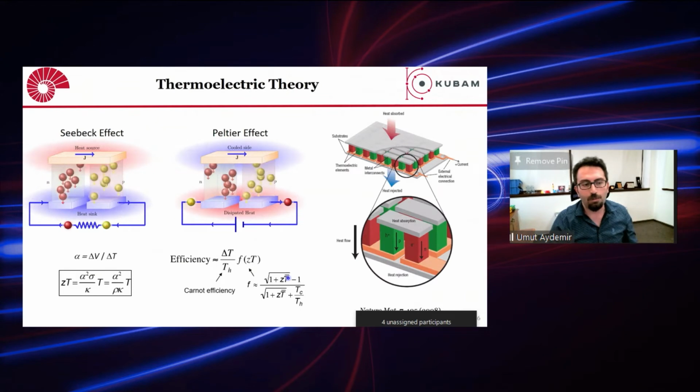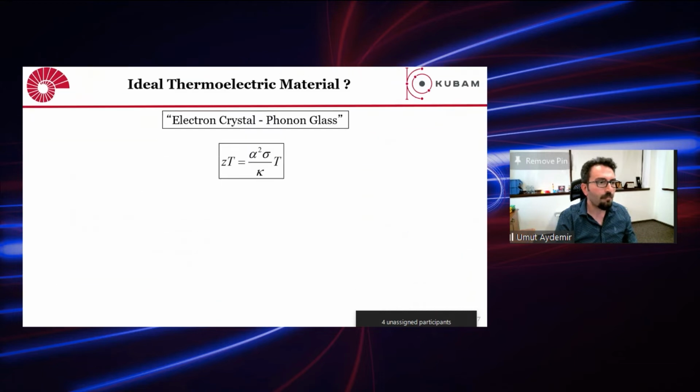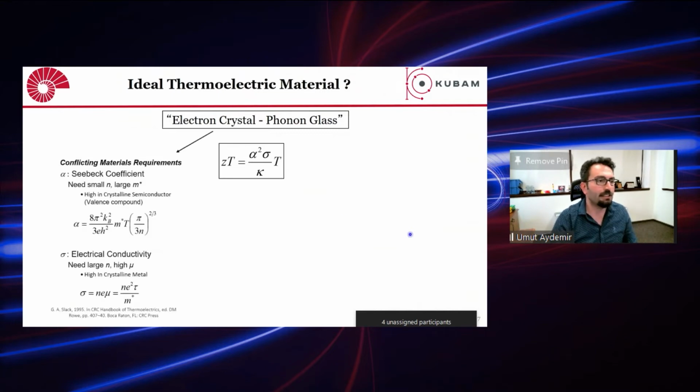And if you have these thermoelectric couples and put them together electrically in series and thermally in parallel, then you create these thermoelectric modules. So then the question is this: what is the ideal thermoelectric material? This question was partially answered by Slack with this concept, what we call the electron crystal phonon glass concept.